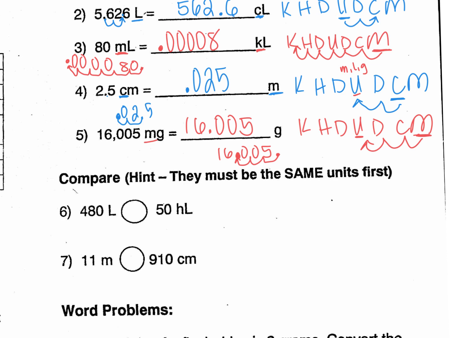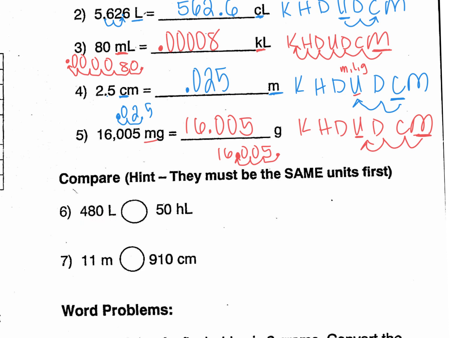Okay, what if I ask you to compare 480 liters with 50 hectoliters? Well, I would need to make sure that one of these is converted into the same thing as the other, so I can choose. If I want to leave them in liters, then I need to convert the hectoliters number into liters. Or if I want to make this one into hectoliters, then I would need to convert the liters into hectoliters.